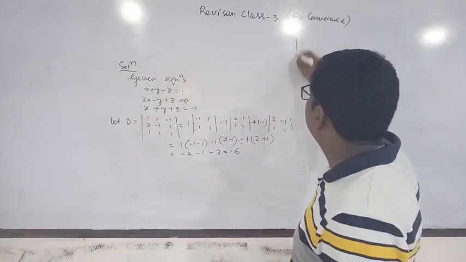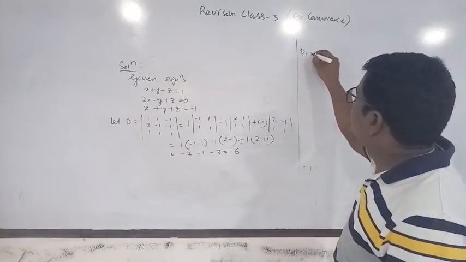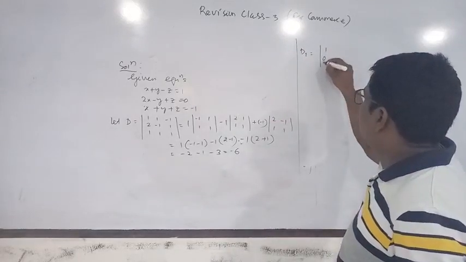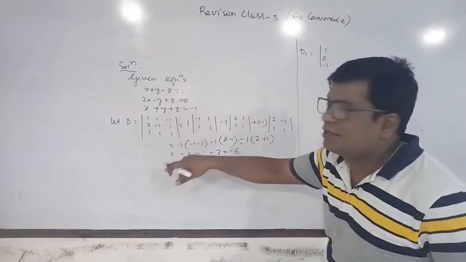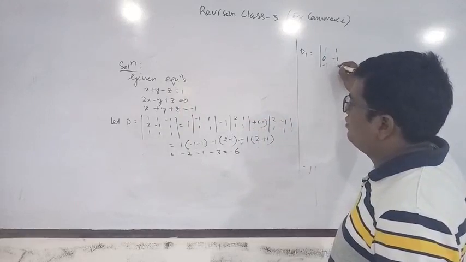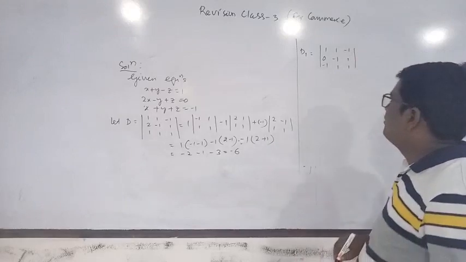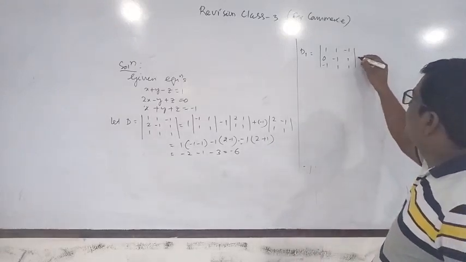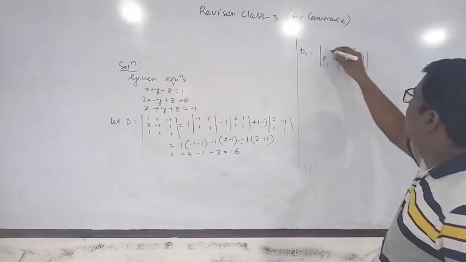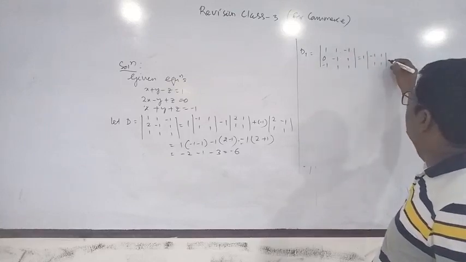What is D1? D1 is equal to: write 1, 0, minus 1 in the first column. The remaining columns are the same as column 2 and column 3, so 1, minus 1, 1, minus 1, 1, 1. Find its value. That is, D1 is equal to 1 into, this goes, so remaining here minus 1, 1, 1, 1. Then minus 1 into what?